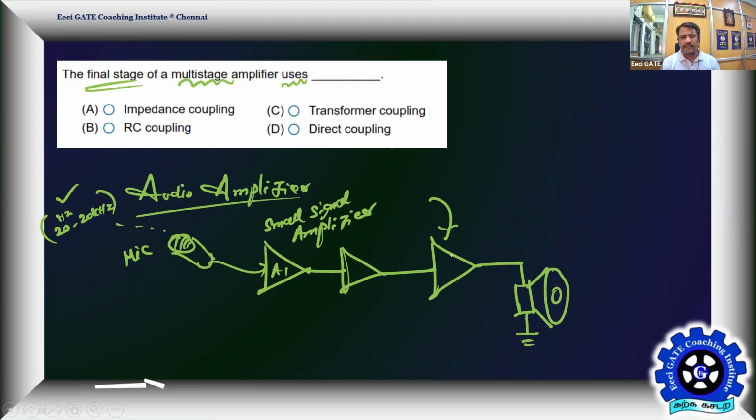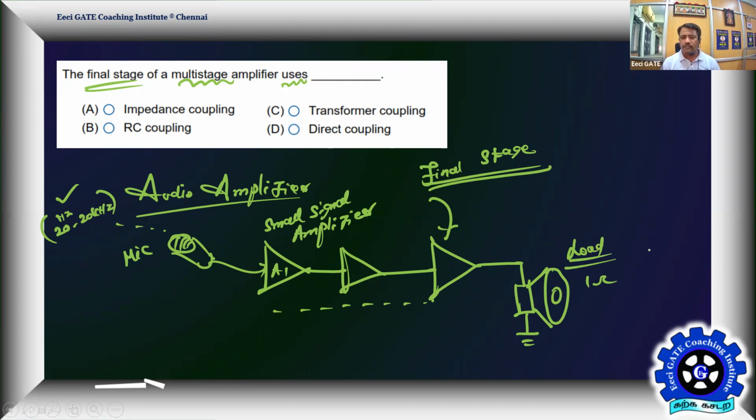So this is the final amplifier we're talking about. This is a multi-stage amplifier, the final stage. Like that, n number of stages are there, and this is what we call the final stage. What's the responsibility of the final stage? The final stage must be capable of delivering raw power to the load. This is your load.